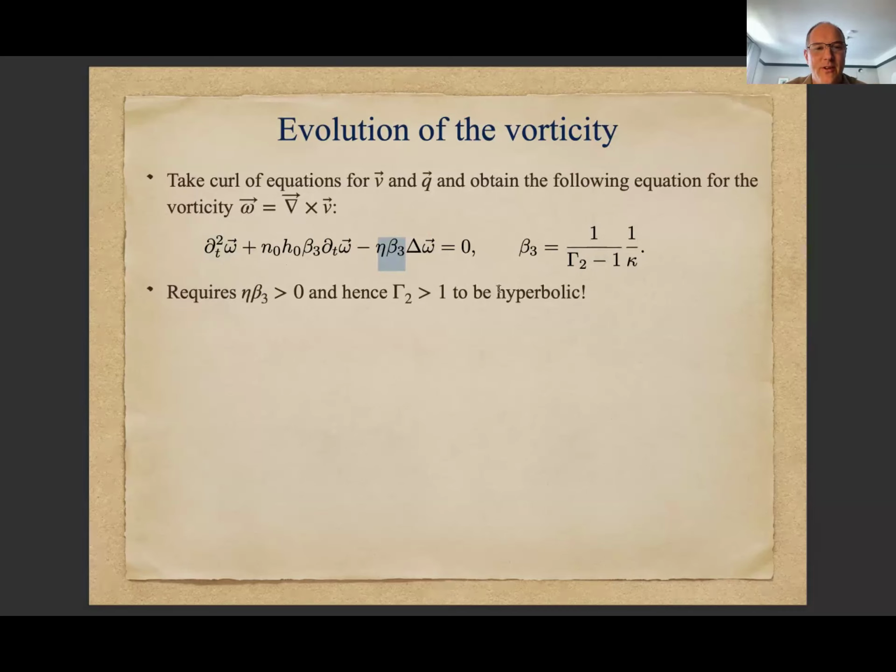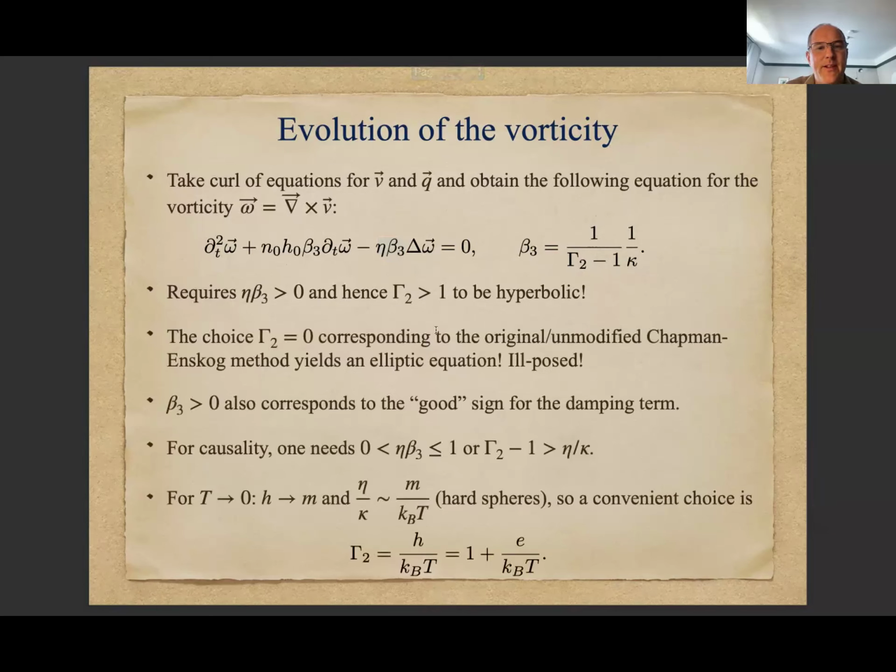This is a necessary condition for the system to be hyperbolic. So beta 3, eta is positive. So beta 3, kappa is also positive. These are the transport coefficients. So this is equivalent to saying that gamma 2 should be larger than 1.